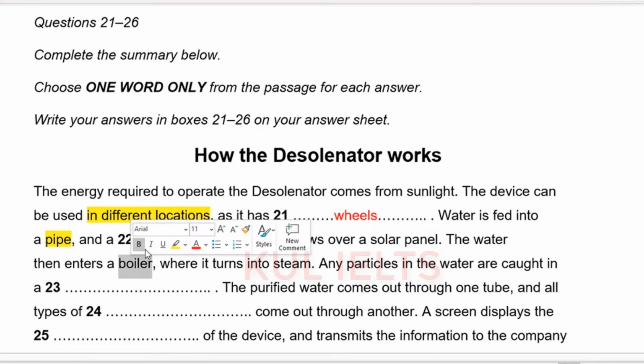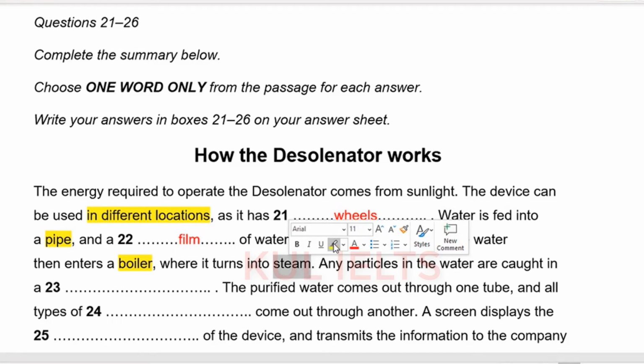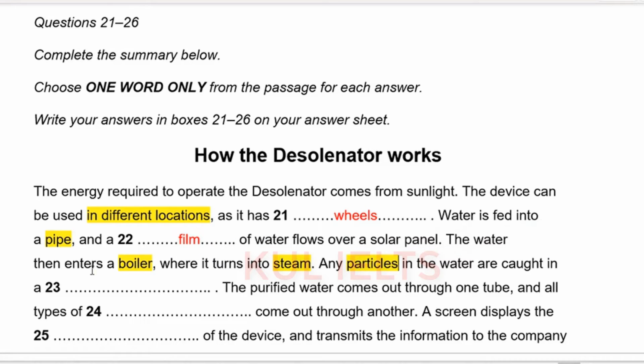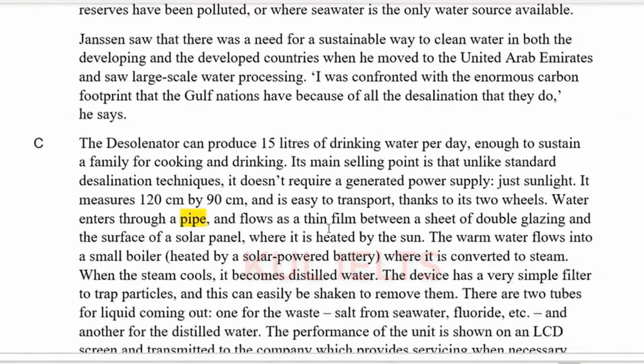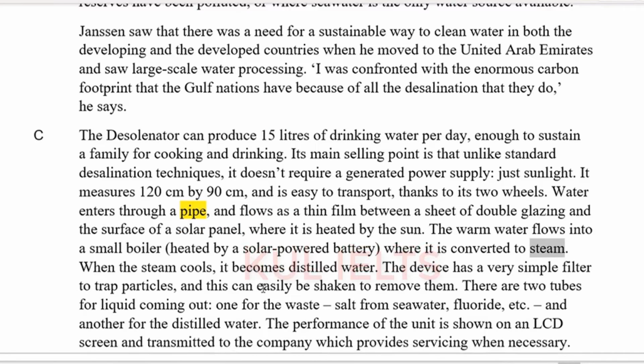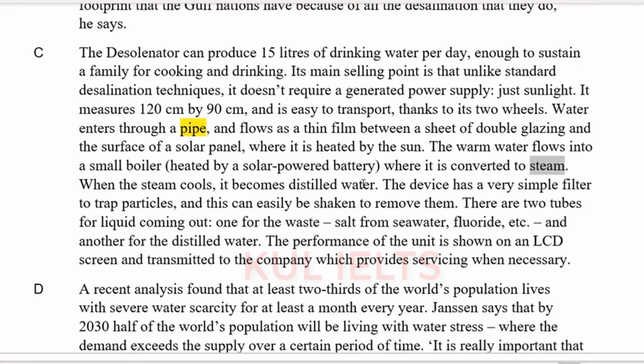The water enters a boiler. We'll find boiler where it turns into steam. Any particles are caught in, once again, singular noun. All right, boiler, steam, particles, and the particles are caught somewhere. Flows into a boiler where it's converted to steam. When the steam cools, it becomes distilled water, has a very simple filter to trap particles, and this can easily be shaken to remove them. Them is the particles. So probably this sentence, looking for a singular noun, are caught.